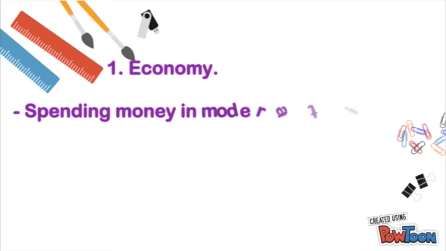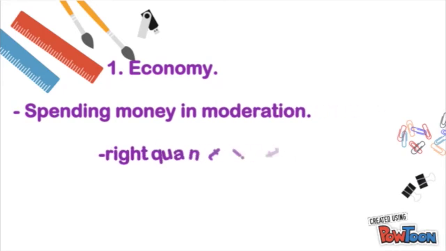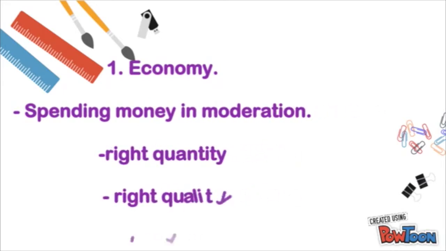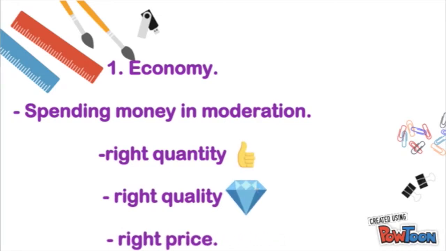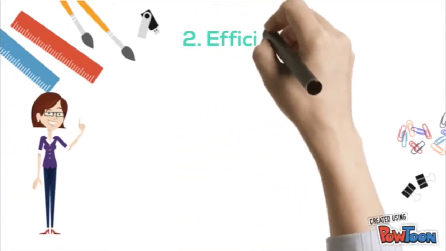The non-profit organization must spend money in moderation. For example, a non-profit organization should evaluate whether the inputs purchased are of the right quality, quantity, and purchased at the right price. The second E is efficiency.